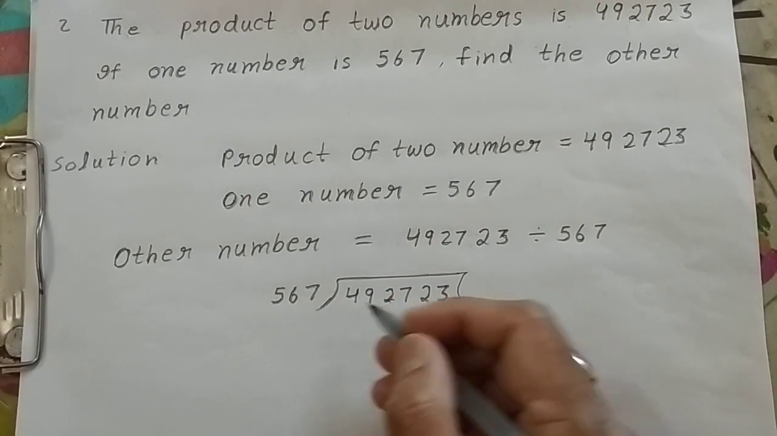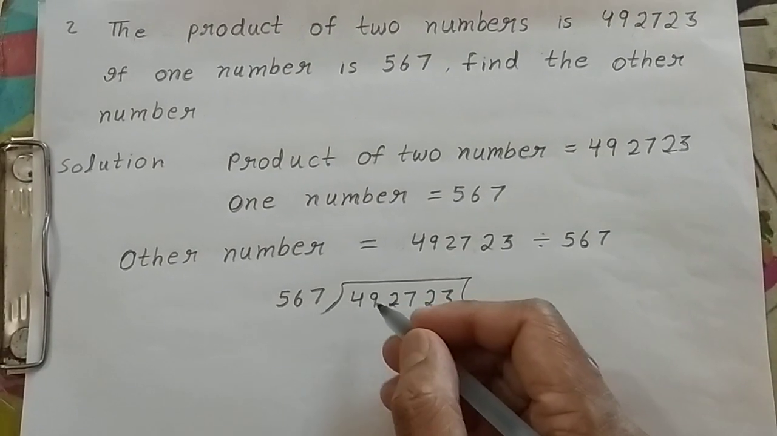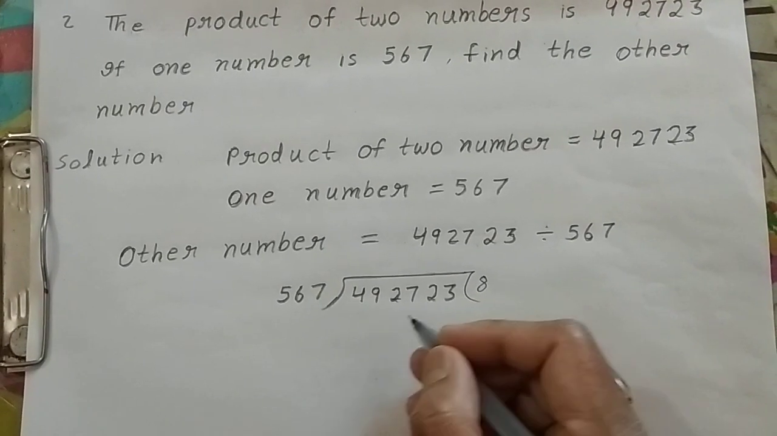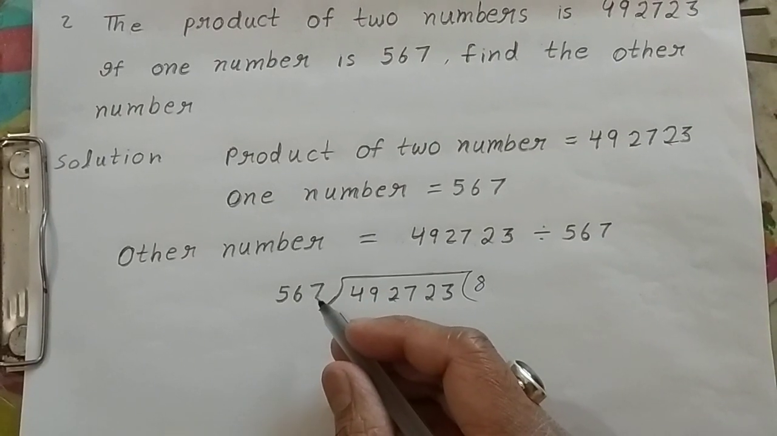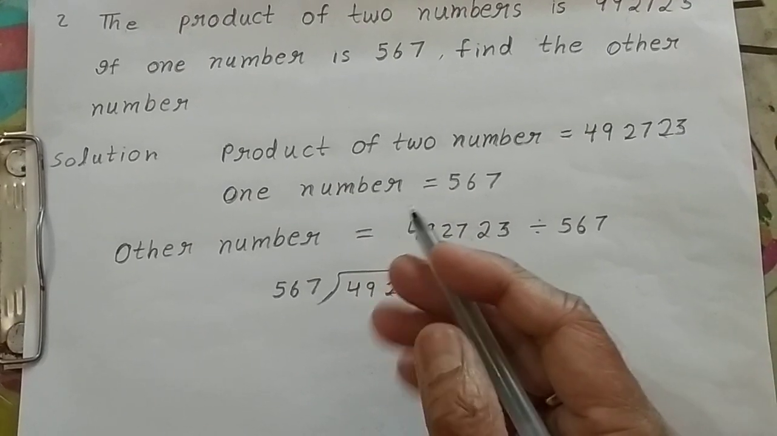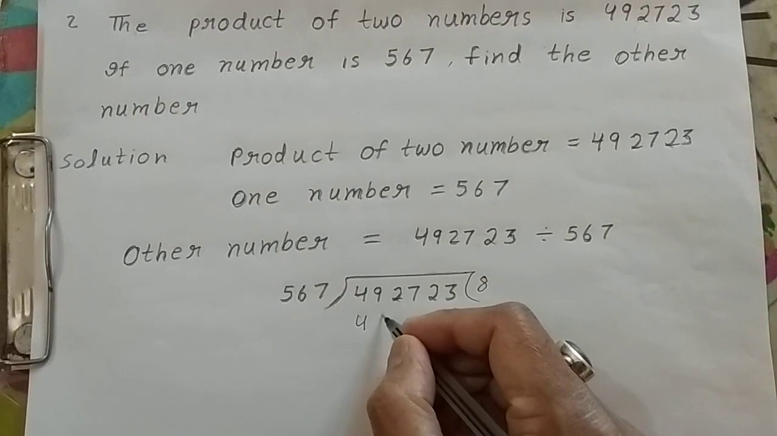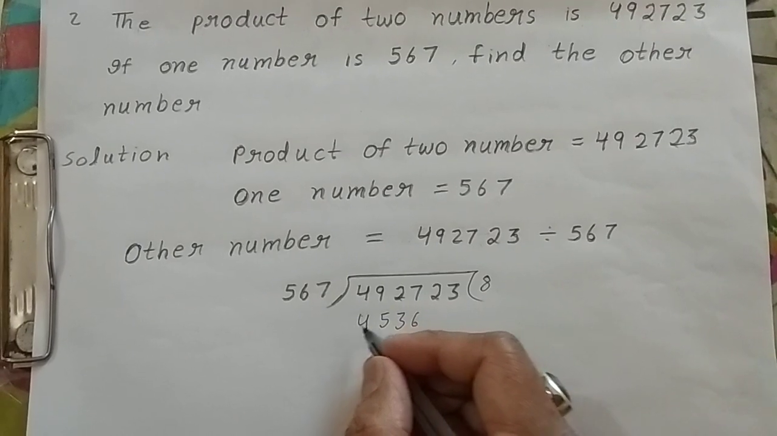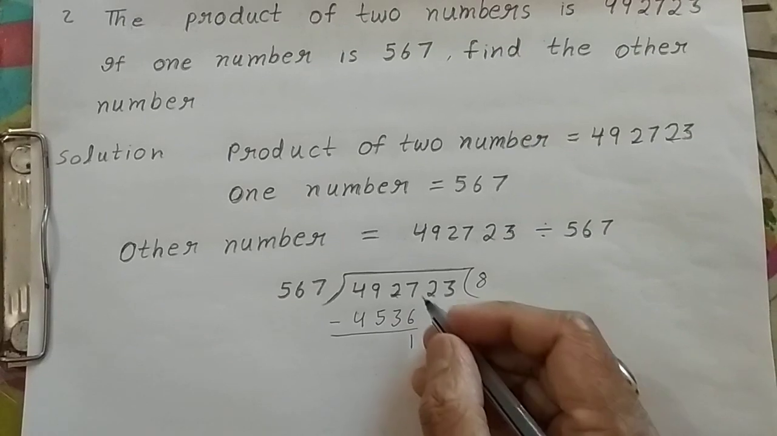567, 5840, 5945. So when we multiply it by 9, it will become more. So what we do? We multiply by 8. 8 7s are 56, 8 6s are 48, 49, 50, 51, 52, 53, and so on. Let me write down 4536, minus: 7 minus 6 is 1.